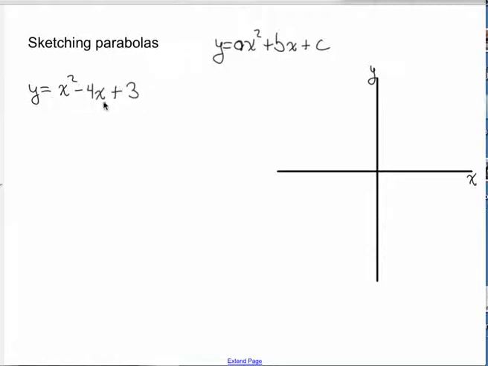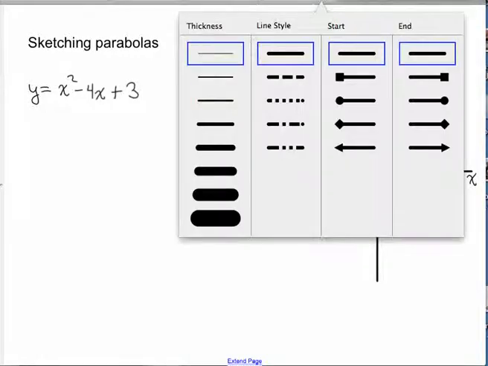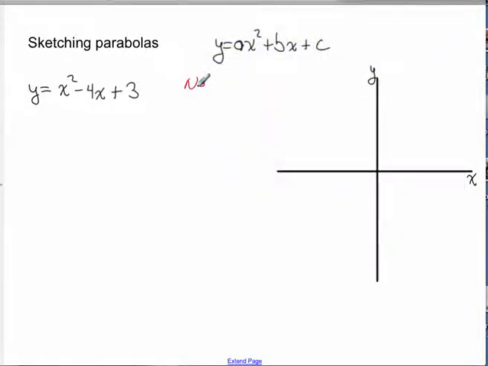If you watch the video on buddy points, if you know how to find the symmetrical points, that's a good place to start. In general, you need a minimum of 3 points to graph a parabola, or to graph a quadratic. So let's look for 3.